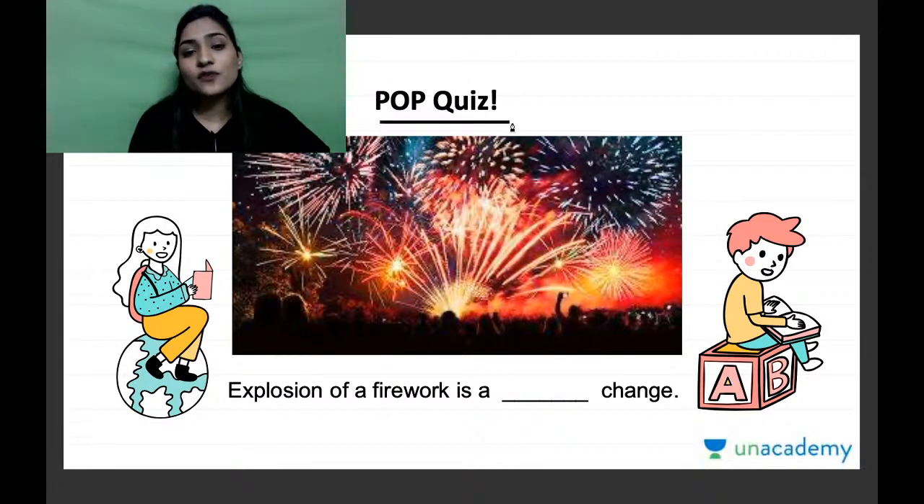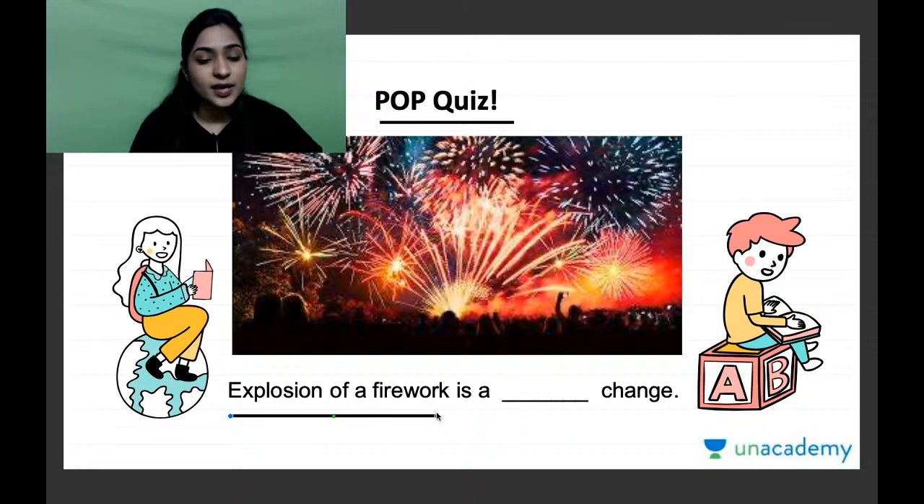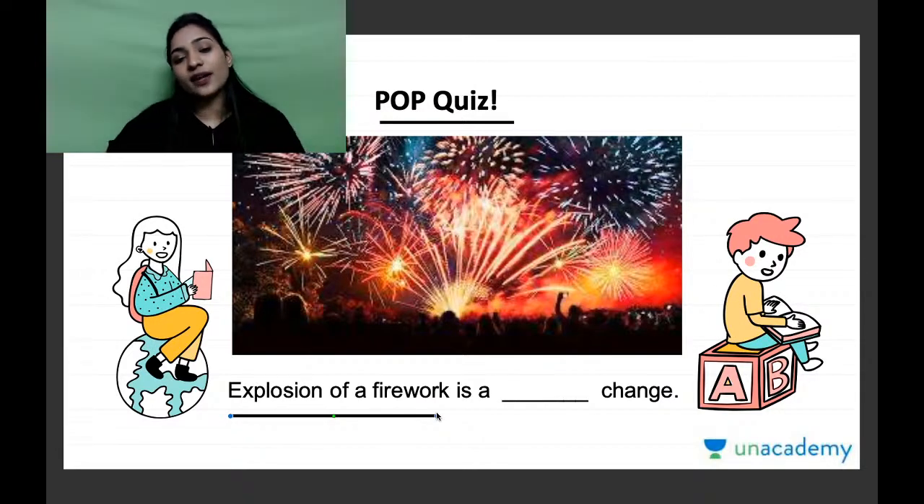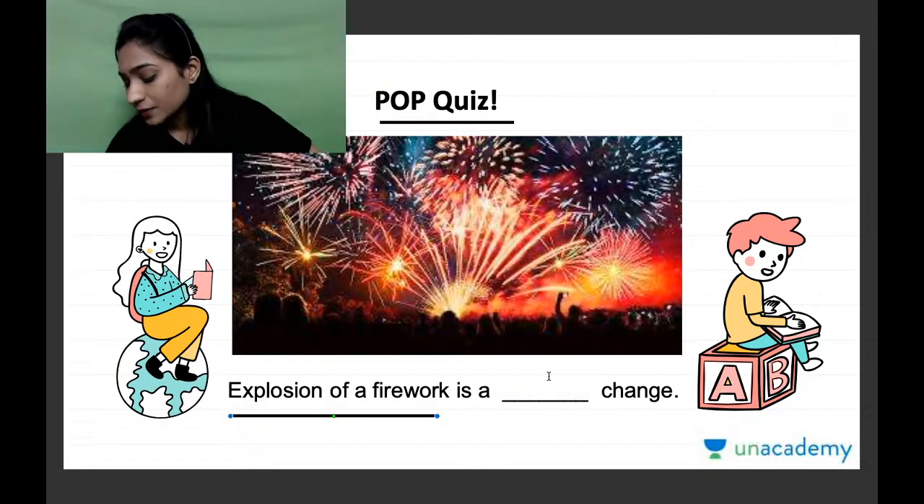Okay, so we have a pop quiz for you. Can you tell me that explosion of firework is a physical change or a chemical change? पटाखे, दिवाली पे जो पटाखे फोड़ते हैं वो फिजिकल चेंज है या केमिकल चेंज है? Let's see if any of you get it correct.